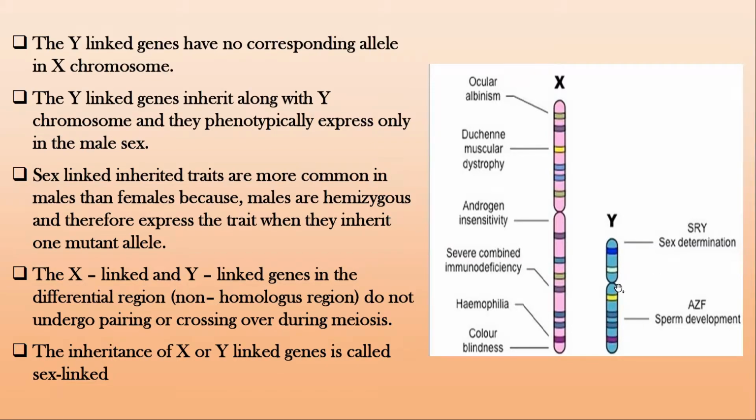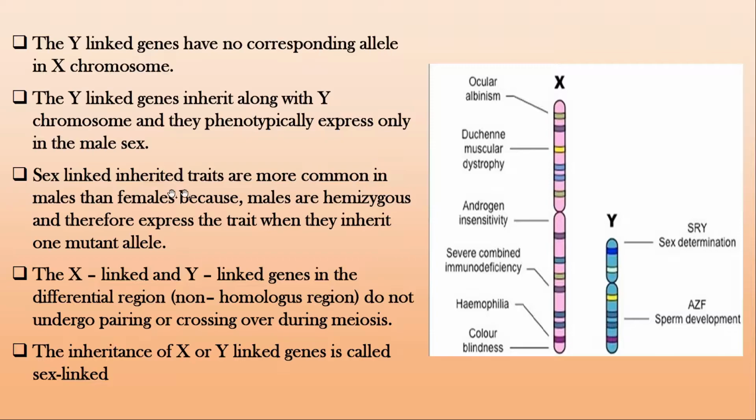So both are different. They will not have any corresponding genes. X will not have a corresponding gene in the Y, and Y will not have any corresponding alleles in the X chromosome. So the Y-linked genes are inherited along with the Y chromosome only. So only the males will be getting these genes, and so they are phenotypically expressed only in the male sex, where the Y chromosome is passed on.